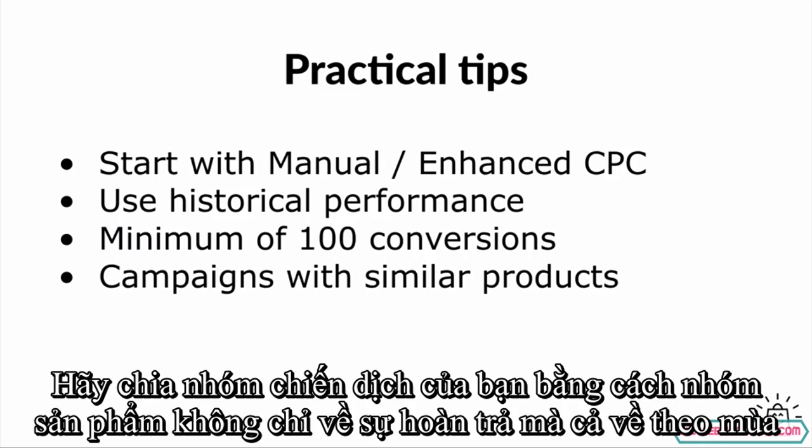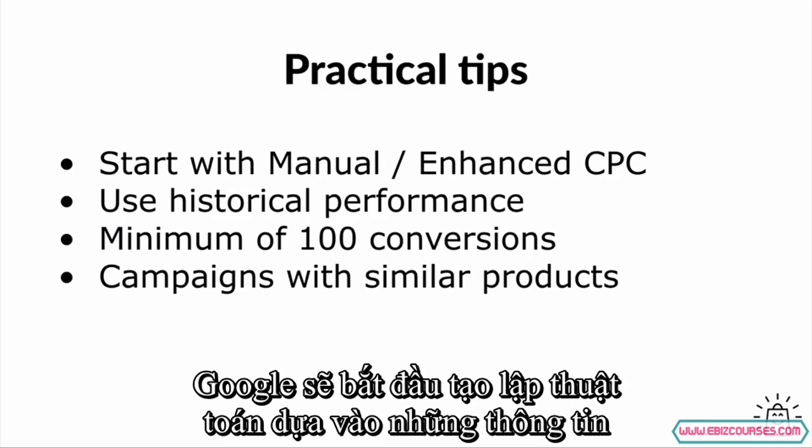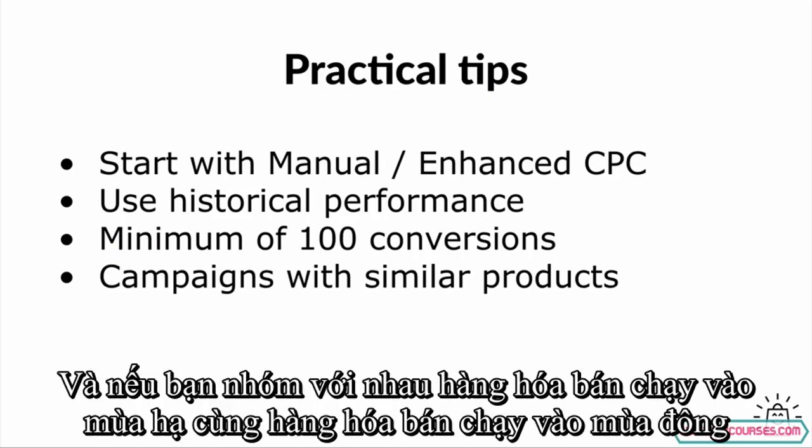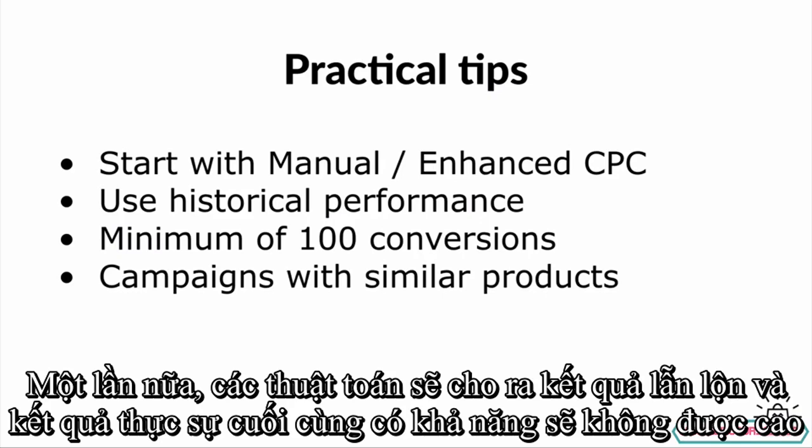So group your campaigns with similar products, not only with return but also in sense of seasonality. So if you group campaigns that do well together, Google can start basing its algorithms on that information. If you put items together that one will sell well in summer, one will sell well in winter, well, again, the algorithm is going to get mixed results, and your actual end result might not be super high.